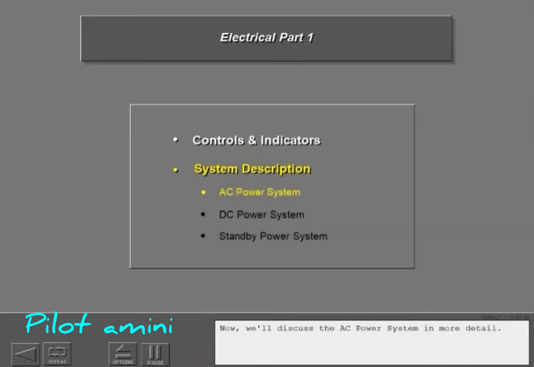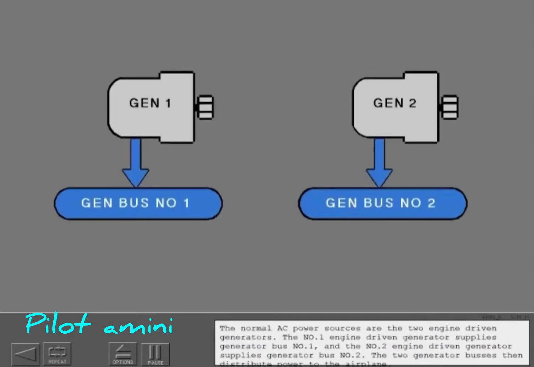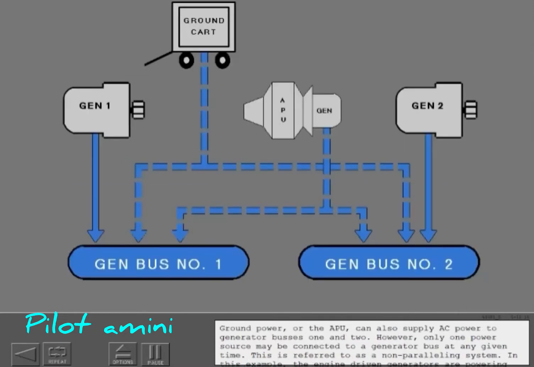Now we'll discuss the AC power system in more detail. The normal AC power sources are the two engine-driven generators. The number 1 engine-driven generator supplies generator bus number 1, and the number 2 engine-driven generator supplies generator bus number 2. The two generator buses then distribute power to the airplane. Ground power, or the APU, can also supply AC power to generator buses 1 and 2. However, only one power source may be connected to a generator bus at any given time. This is referred to as a non-paralleling system.